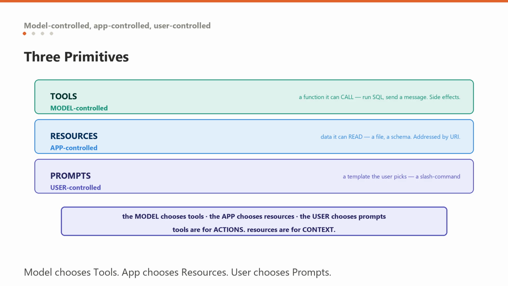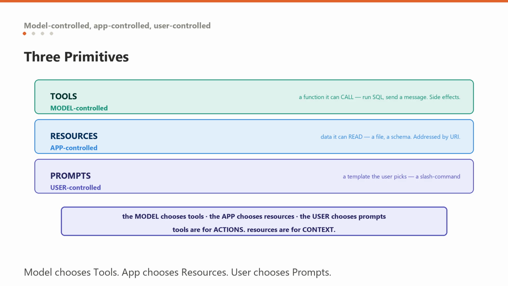It is meant to be read, and crucially, it is the host application, not the model, that decides what to load into context. Resources are for context. Tools are for actions. Prompts are user-controlled. A prompt is a reusable template the server offers, which the user explicitly picks. Think a /command like summarize this incident, which the server fills in with the right structure.